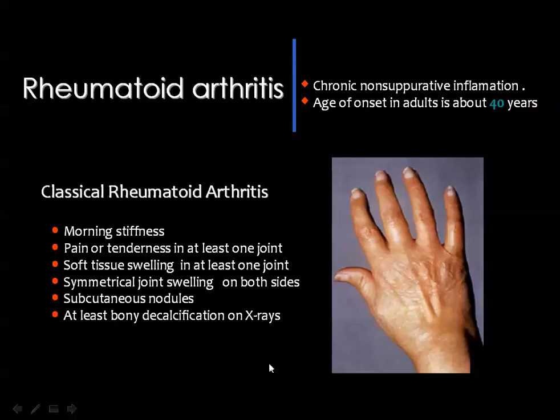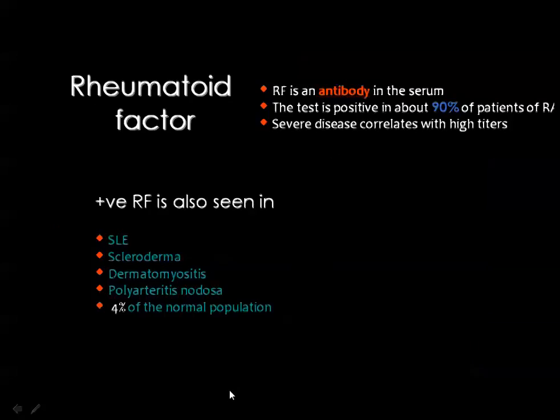There are some of the classic clinical manifestations of rheumatoid arthritis, which include morning stiffness, pain or tenderness in at least one joint, soft tissue swelling in one joint, also symmetrical joint swellings on both sides may be seen, subcutaneous nodules, and at least one of the findings in the plain X-ray, which is the juxta-articular osteoporosis.